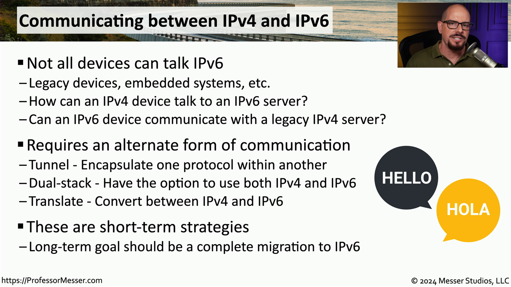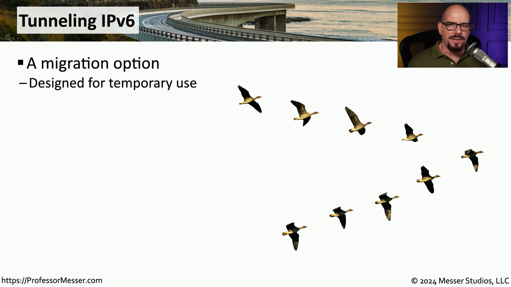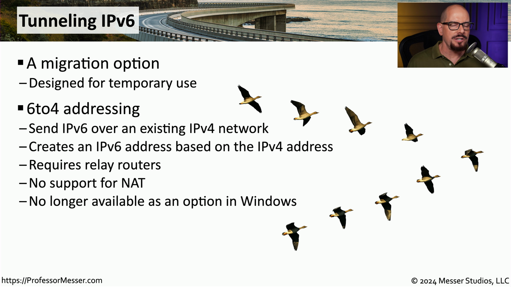In the early days of IPv6, where we did not have a lot of infrastructure devices that understood IPv6, we did a lot of tunneling of that IPv6 traffic. This was obviously designed to be a short-term use, and these days it's not very common to still see this tunneling being used. One of these tunneling types is 6-to-4 addressing. This allows us to send IP version 6 traffic over an existing IP version 4 network. It creates an IPv6 address based on the IP version 4 address that you're currently using, but it requires you to have a specialized relay router to be able to transfer that data.